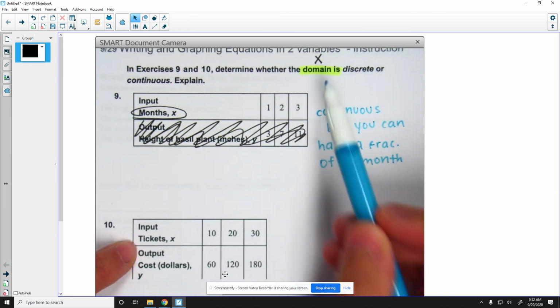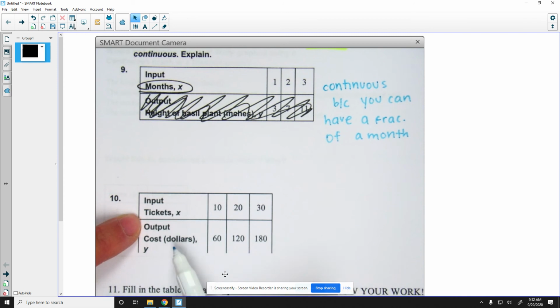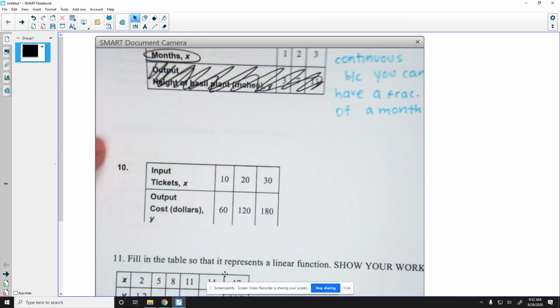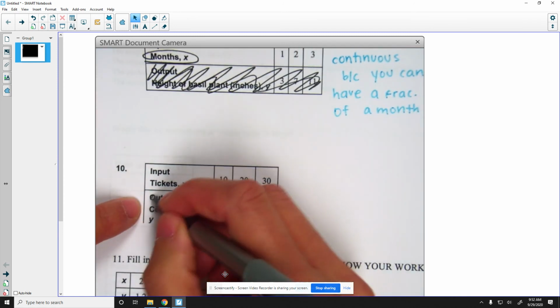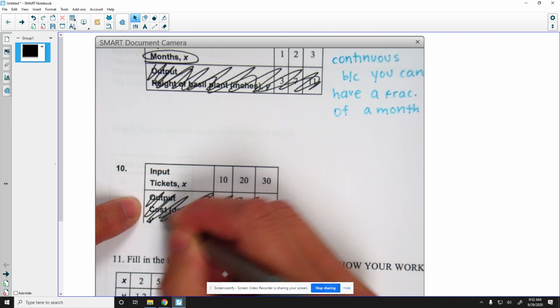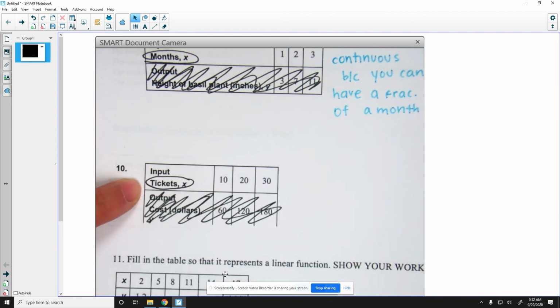And I'm looking at the domain. So really, I'm only looking at which word, tickets or cost? The tickets, right? I only want the X, the domain, so I don't really care about this. So all I really care about is the word tickets.